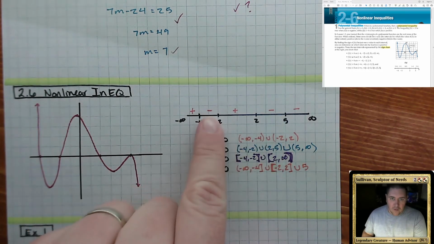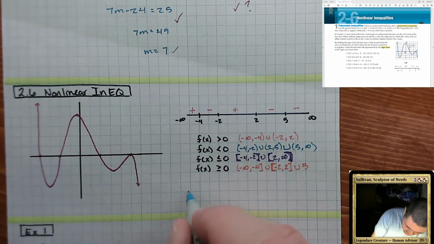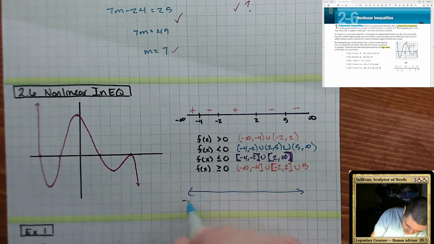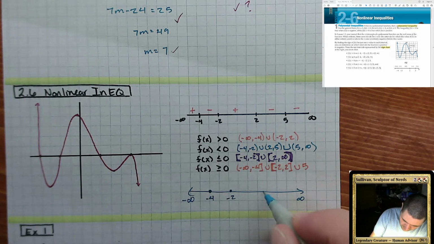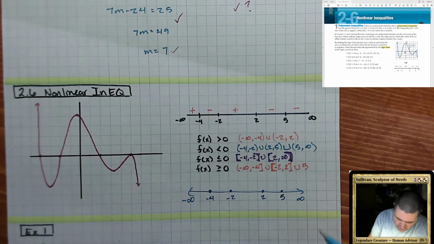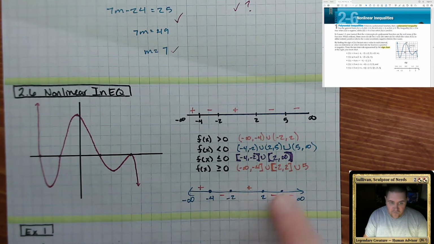Now up here I wrote it like they have in the notes. But what I actually like to do for those is write it more like this, where I'll have dot -4, dot -2, dot 2, dot 5, and you'll see why when we get to the rational functions. And then I actually write my plus, minus, minus like this, so it physically mimics this without having to graph it.